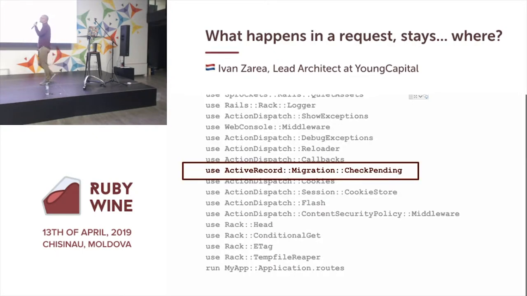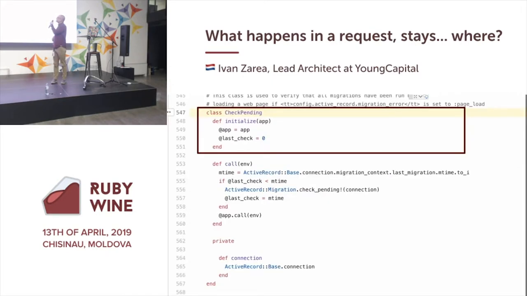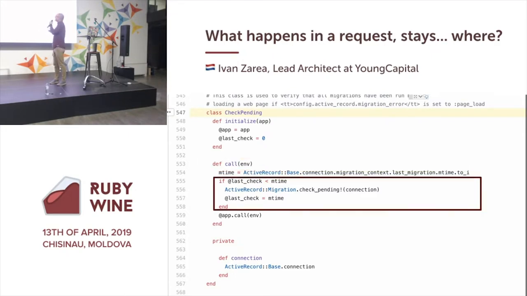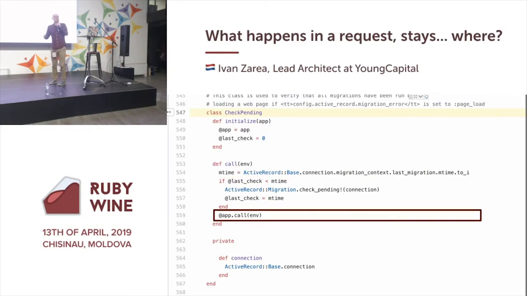Some of them do interesting things, for example, ActiveRecord Migration CheckPending. If you look at the source of it, it gets initialized with an app, and it implements the call interface because it's a middleware. It checks the last modified time in the database, if it corresponds with the last migration, and if not, if the migration version is too old, then it raises an exception. If not, it passes on the environment to the next piece of middleware.